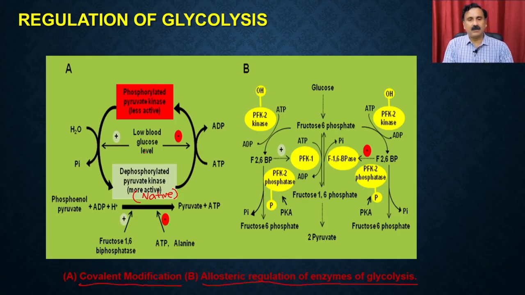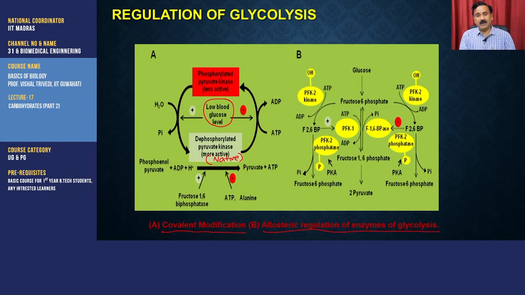When there is a change in the blood glucose level, it is going to change the phosphorylated as well as the dephosphorylated level of pyruvate kinase in the cell, and that's how it is going to regulate the level of the phosphorylated pyruvate kinase versus the dephosphorylated or the native pyruvate kinase, and that's how it is going to regulate glycolysis.